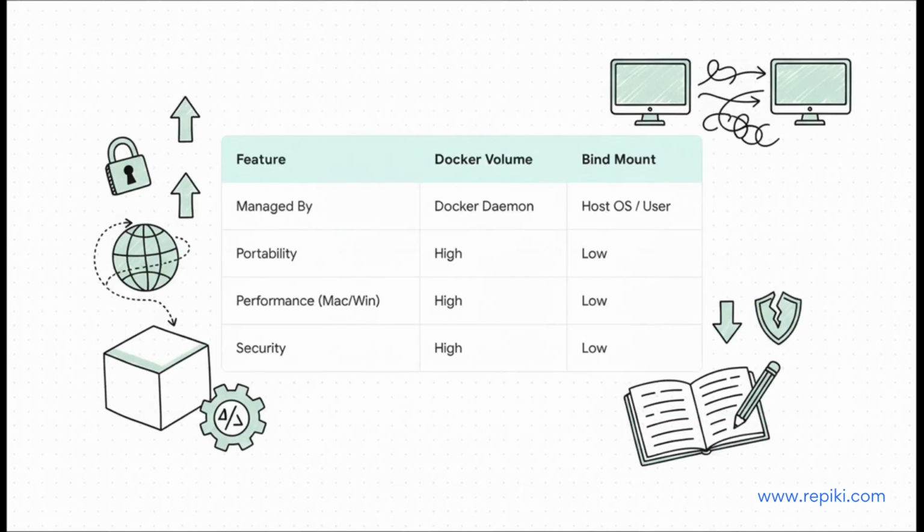And this table just spells it all out, doesn't it? For production, volumes are the clear winner, no question. They're portable, they're way more secure, and they actually perform better, especially on Mac and Windows because they don't have that annoying file syncing overhead that plagues bind mounts. Now, that's not to say bind mounts are useless. They are incredibly helpful for local development. When you're editing code on your laptop and want to see the changes show up inside the container instantly, that's the perfect job for a bind mount.